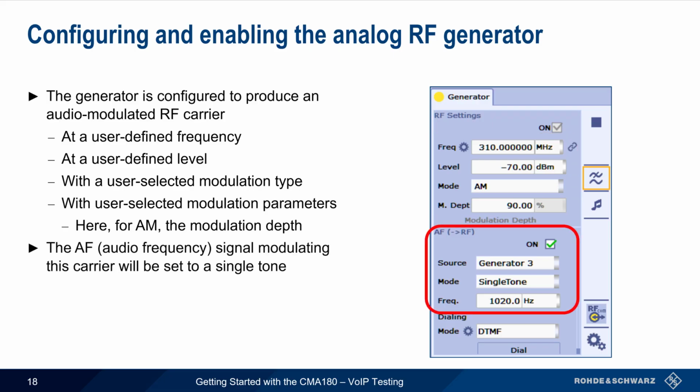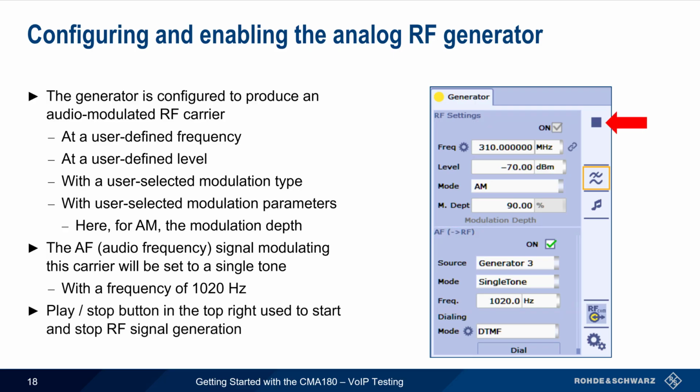In the AF portion of this dialog, the modulating audio signal is defined, and here we're using a single frequency tone at 1020 Hz. The generator is started and stopped using the Play Stop button in the upper right corner of this dialog.